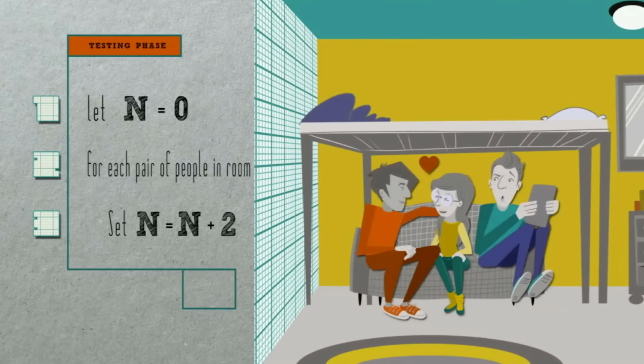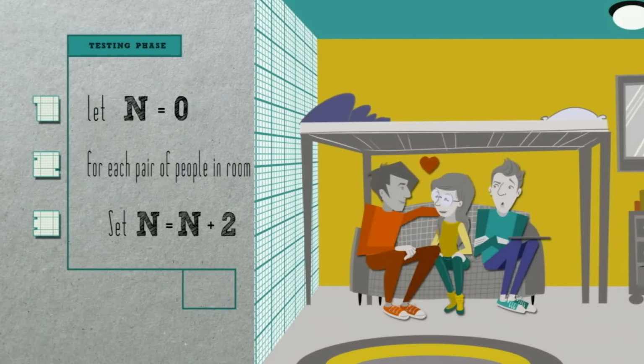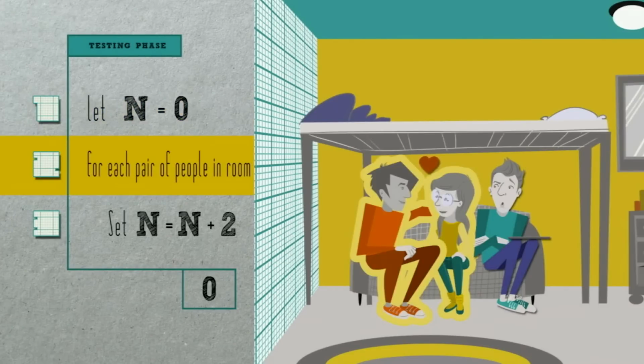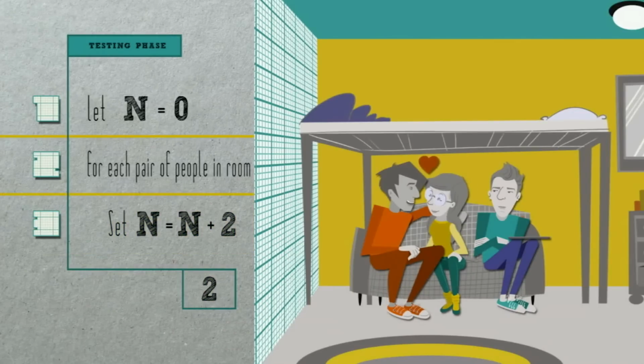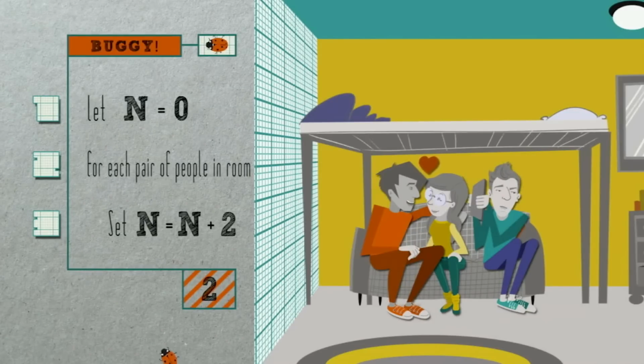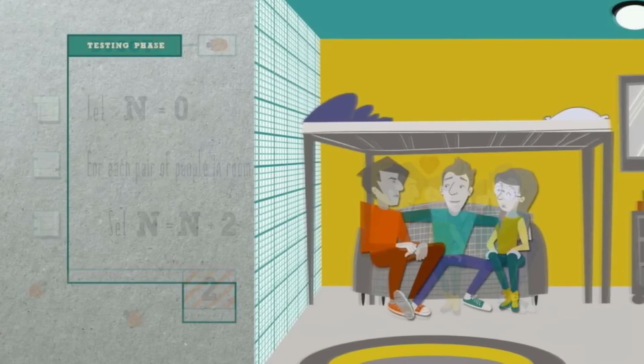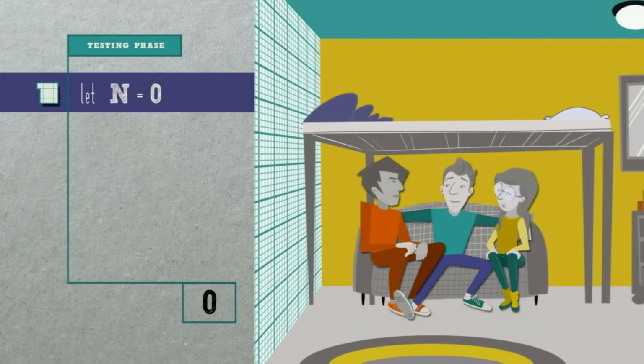But what if there are 3 people in the room? How does this algorithm fare? Let's see. In line 1, we initialize n to 0. For a pair of those people, we then increment n by 2, but then what? There isn't another full pair of people in the room, so line 2 no longer applies. And so by this algorithm's end, n is still 2, which isn't correct. Indeed, this algorithm's said to be buggy because it has a mistake. Let's redress with some new pseudocode. Let n equal 0.